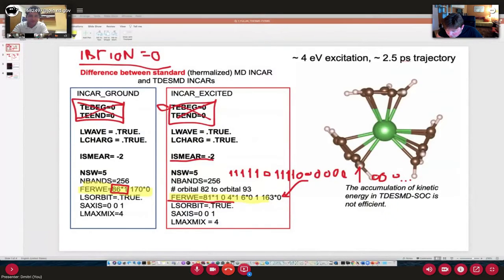Jabit, you have... I don't know what the keyword is. As the SAXIS, what is this keyword? I can Google it, but I'm just wondering if it's just for non-collinear calculations.